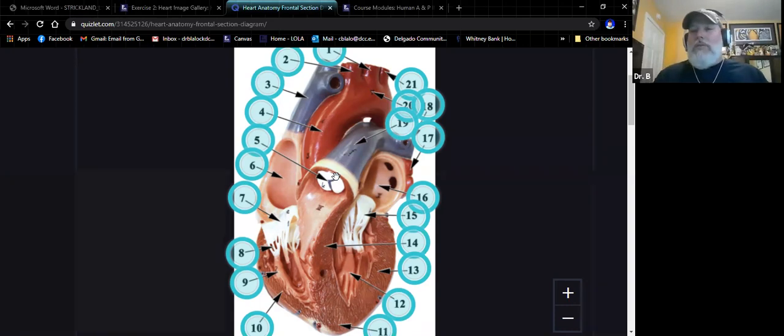Well, guess what, folks? The closing of those valves as they slam shut, those are your heart sounds. The thump, thump, thump, thump that we hear associated with a heartbeat, that's the physical closure of those valves as they slam shut. That's where the sounds actually come from.